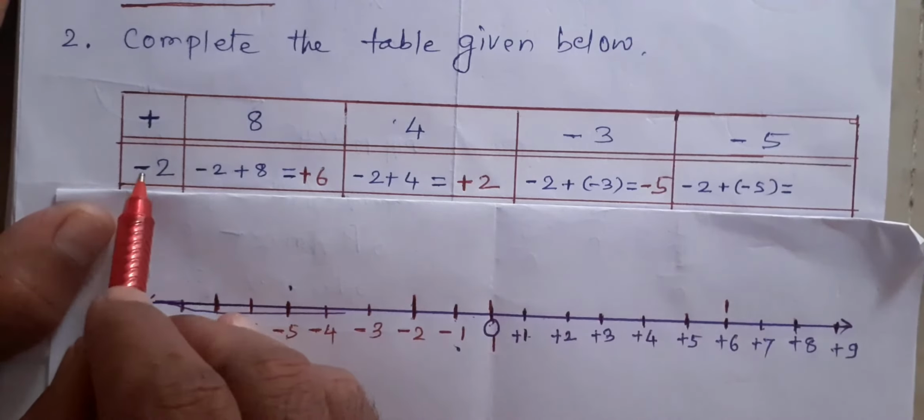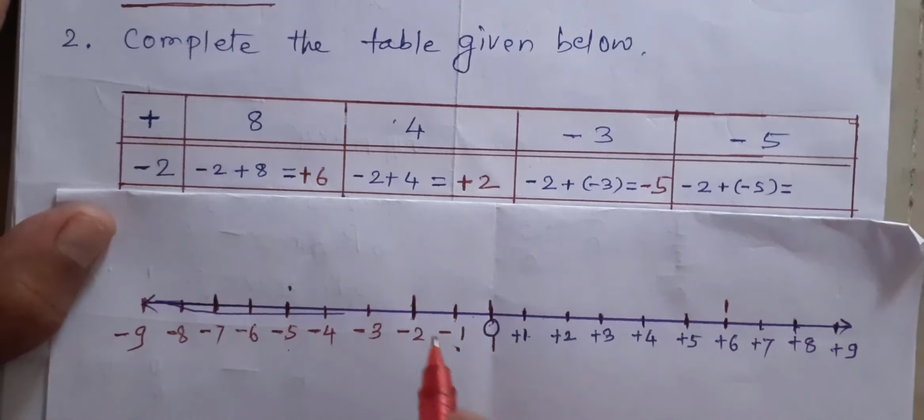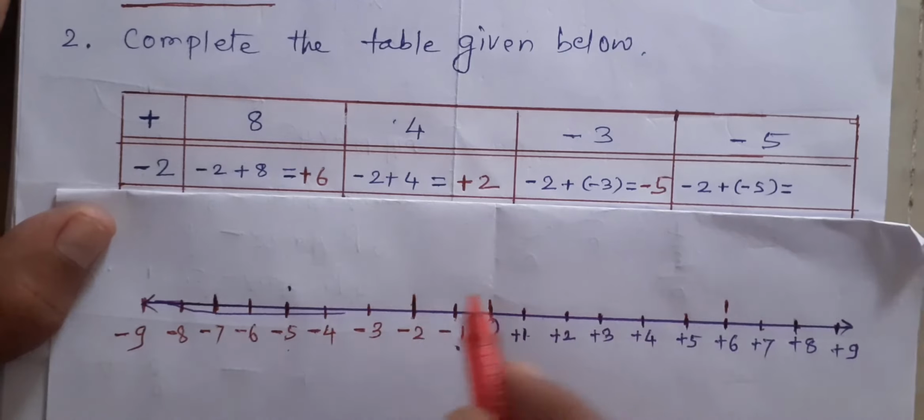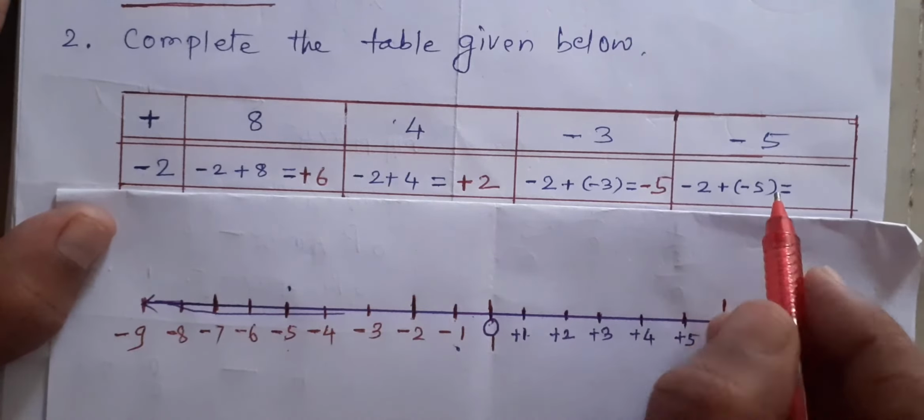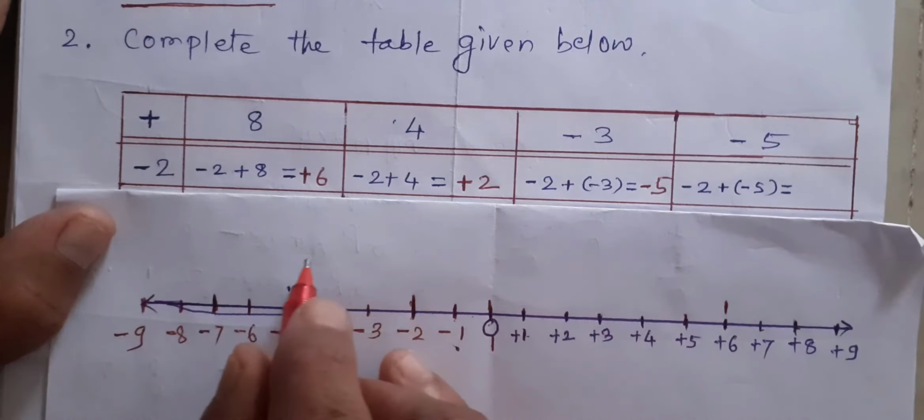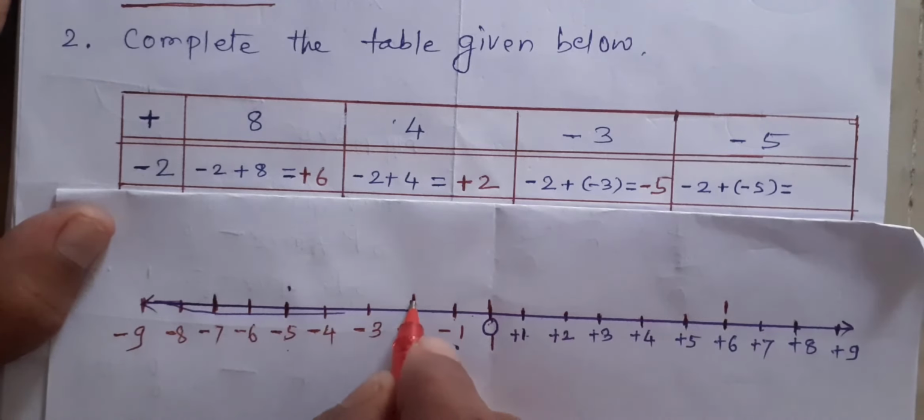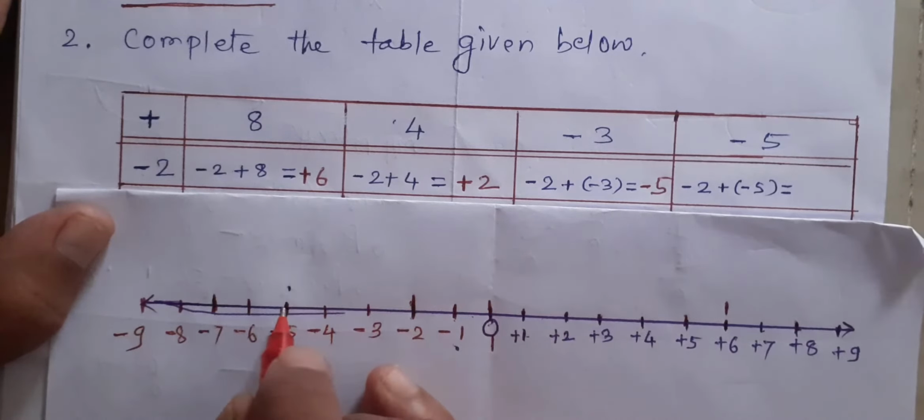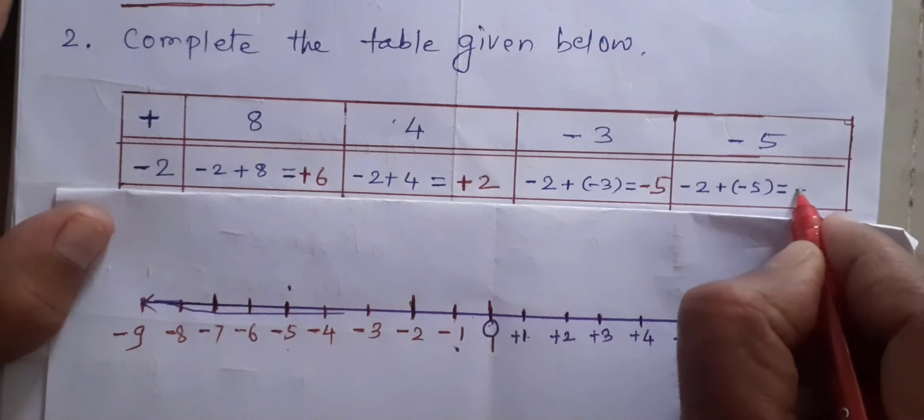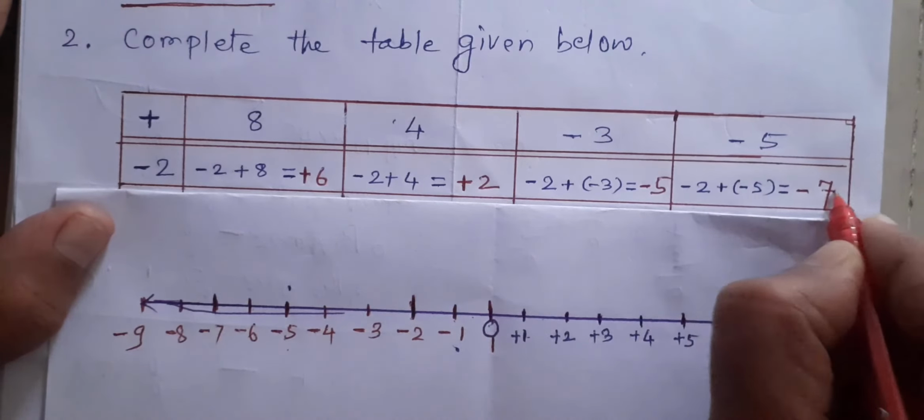Then minus 2 plus minus 5. Currently I am here at minus 2. Now I have to add minus 5 to that. That means from minus 2 I have to move 5 places to the left hand side. So from this minus 2 I am moving 5 places: 1, 2, 3, 4, 5. So minus 2 plus minus 5, the answer is minus 7.